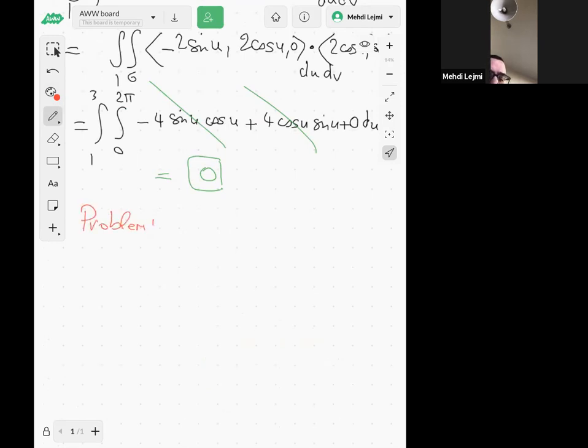Okay, so problem number 4. This is Green's theorem. Just to remind you quickly, in Green's theorem we are in the plane. We are not in space.